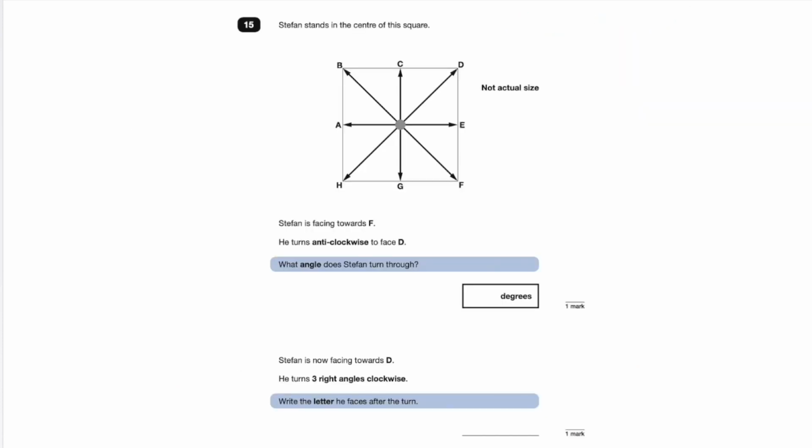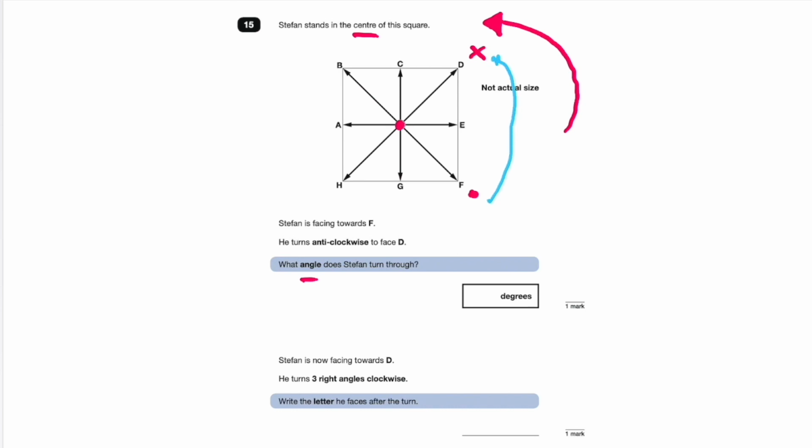Question 15 says Stefan stands in the center of this square. So Stefan is standing right here. Stefan is facing F. So at the minute he's facing F. He turns anti-clockwise. So let's just remember that anti-clockwise comes back along the clock face like this to face D. So now he's facing D. What angle does Stefan turn through? So he's gone from this point here to this point here.